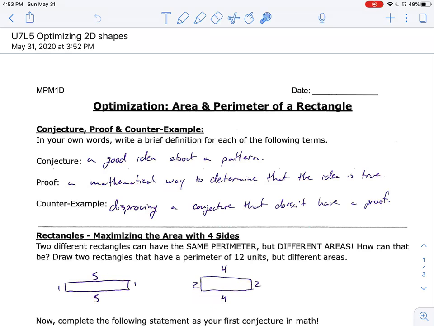All right, so today we're going to be talking about optimization when it comes to the relationship of area and perimeter of a rectangle. Some terms that we're going to be using. Conjecture is a good idea about a pattern. Proof is just a mathematical way to determine that the idea is true. And a counterexample is simply disproving a conjecture that doesn't have a proof.